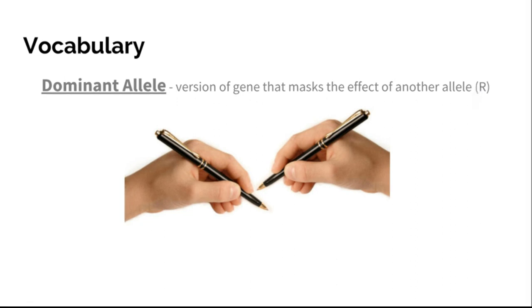So anything that we talk about that is dominant will be indicated with a capital letter. So when we talk about writing hands, being right-handed is dominant over being left-handed.